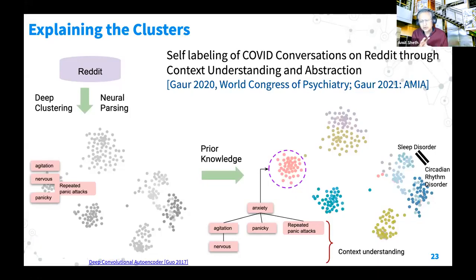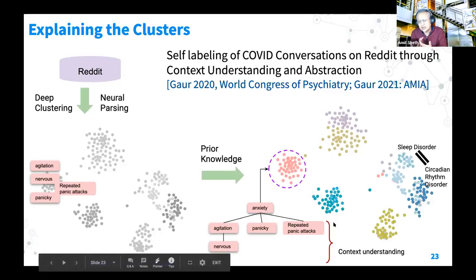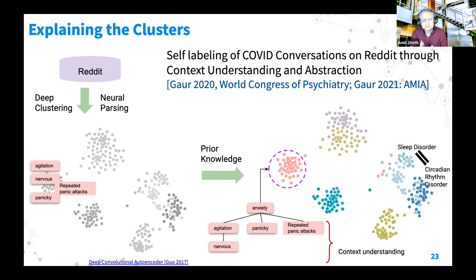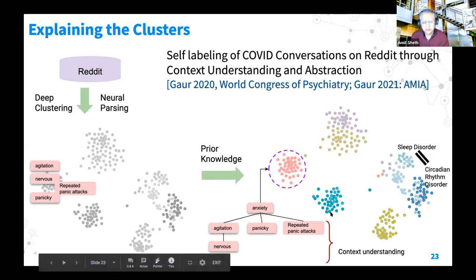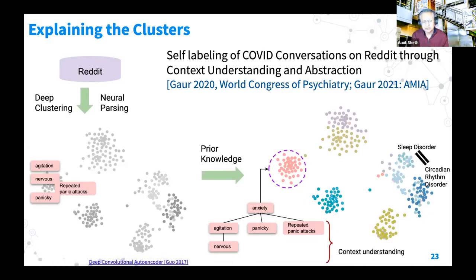of the data. You are able to see that circadian rhythm disorder is very closely related to sleep disorder. And if the knowledge base says they are the same, then you solve the problem in that the underlying data also truly mirrors that knowledge. In other cases, you can explore knowledge related to anxiety from that. So labeling the cluster itself becomes possible with the use of knowledge.